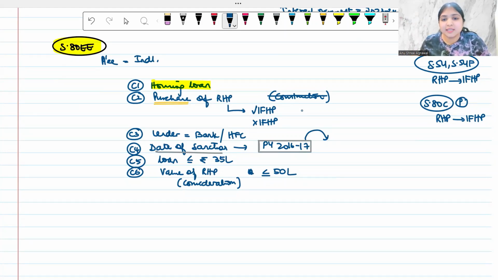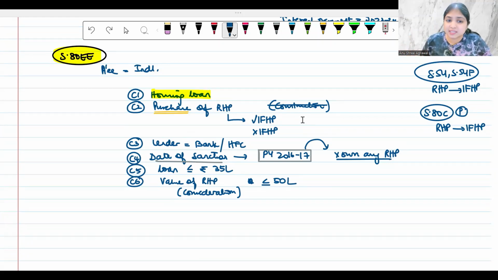One more point, on the date of sanction of the loan, whenever the loan is getting sanctioned, on that day, the assessee should not own any residential house property. On the date on which the loan is sanctioned, my assessee should not own any residential house property. We have all these 6 conditions.